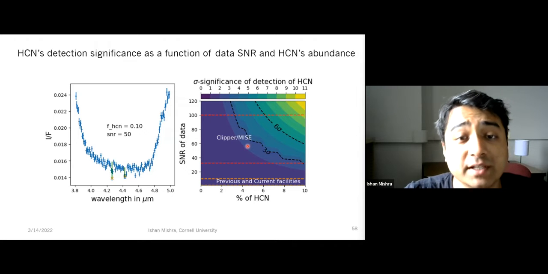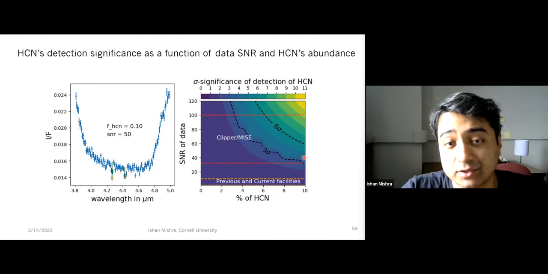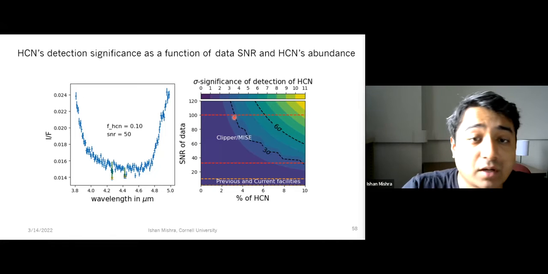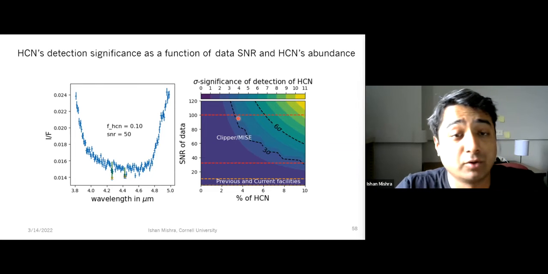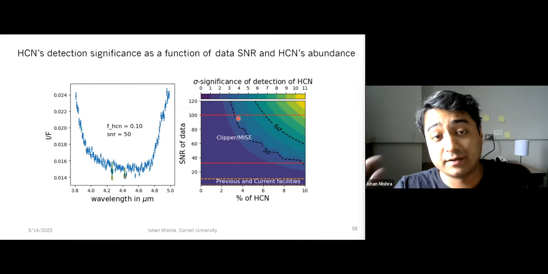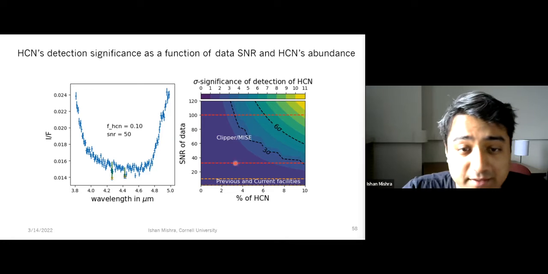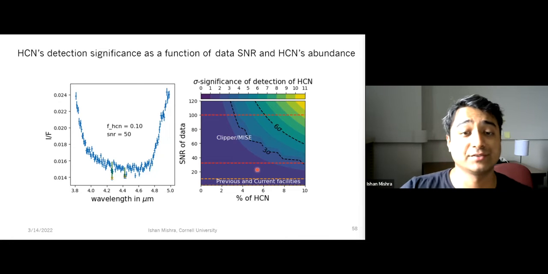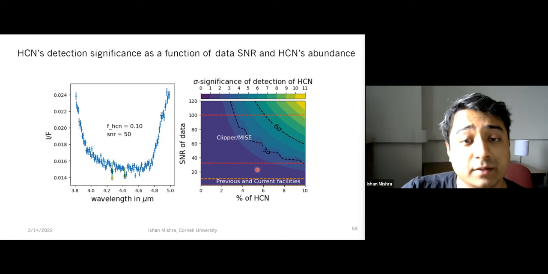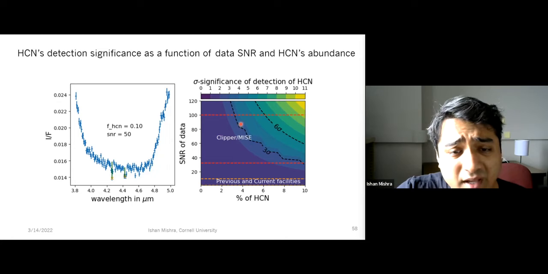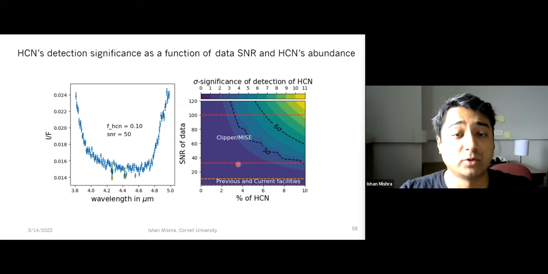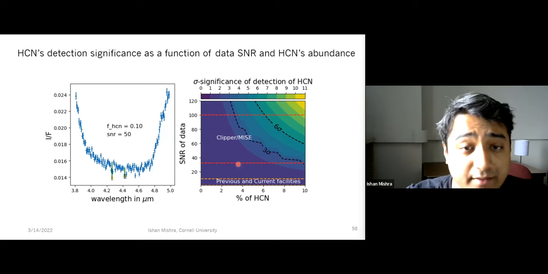So the 3 sigma and 6 sigma detection contours are shown here. If we are counting on Europa Clipper giving us 100 SNR data, then you can expect a few percent of hydrogen cyanide to be detected. And that is definitely at the higher end of what you might expect in terms of organic content.